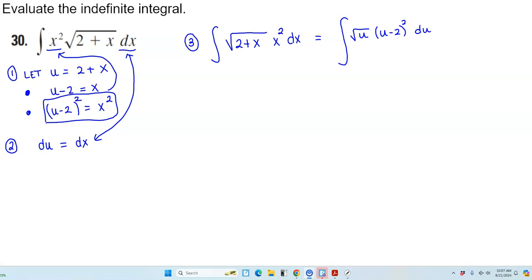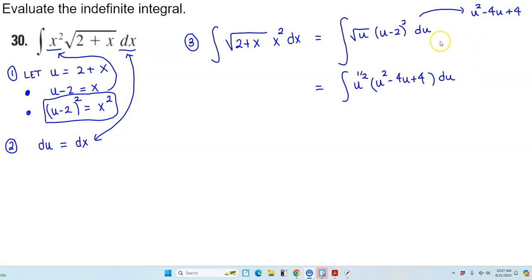Okay. And so now what we want to do is multiply and distribute before we do anything. So in this case here, we know that we have the square root of u, which is the same thing as u to the 1/2. And then we've got to multiply out u minus 2 squared. So remember, that's going to be u squared minus 4u plus 4 when you multiply that out. So this is going to become u squared minus 4u plus 4 and then times du.